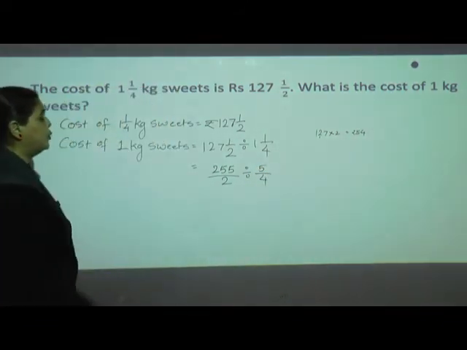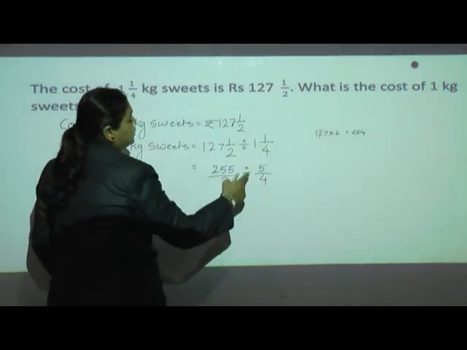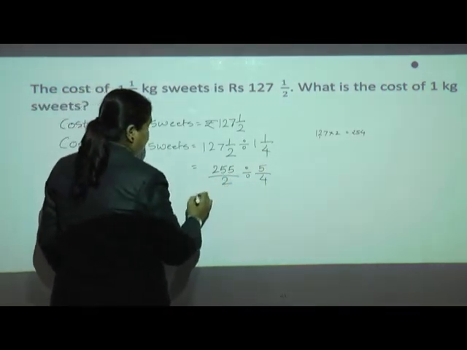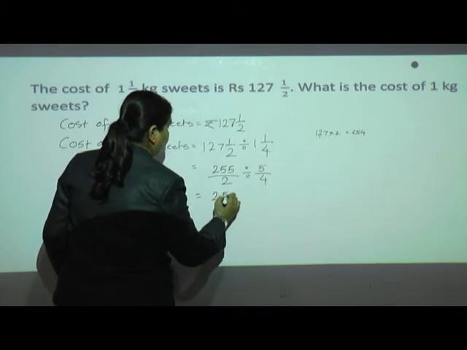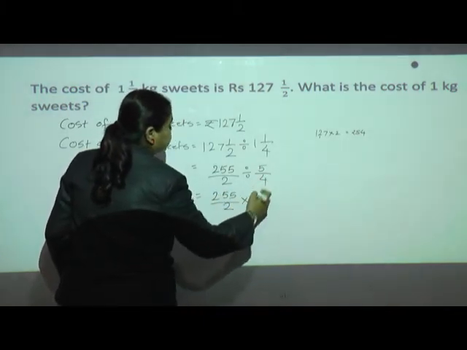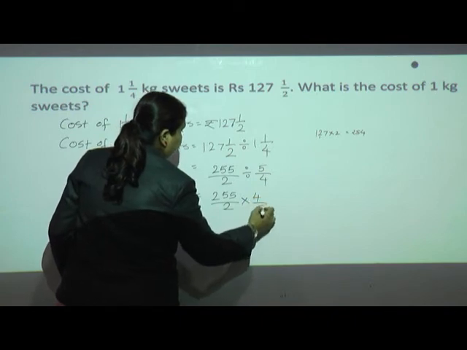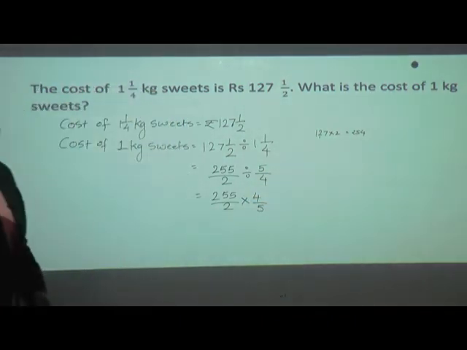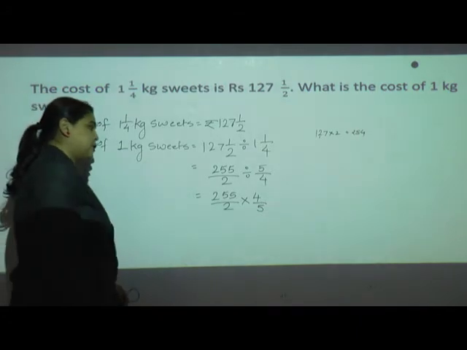Now you know what to do. We have to change the division sign into multiplication, and we have to go for the reciprocal. What will be the reciprocal of this? It is 4/5. Now try to reduce the fraction if it is possible.